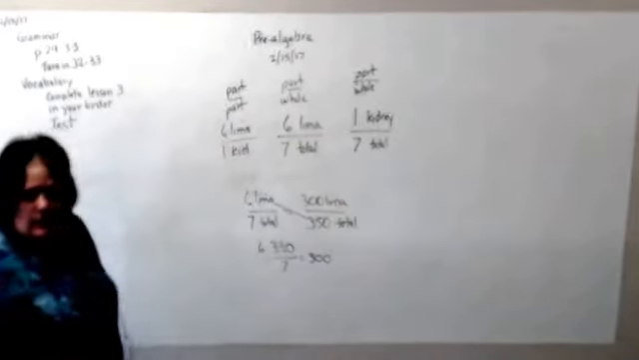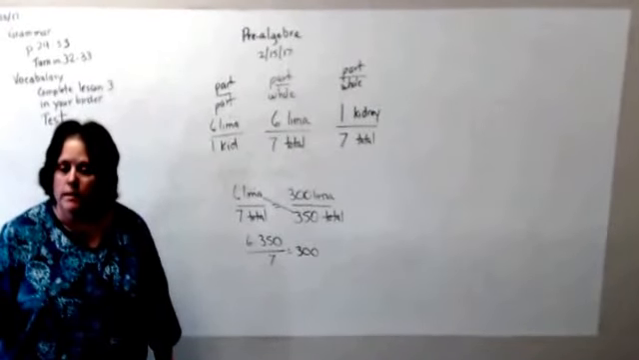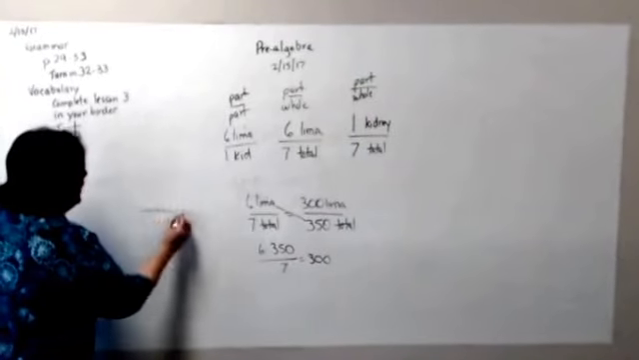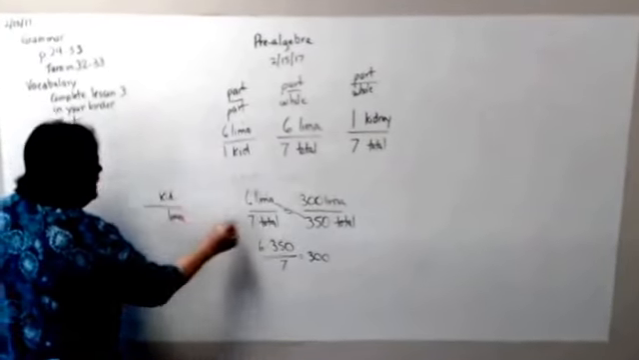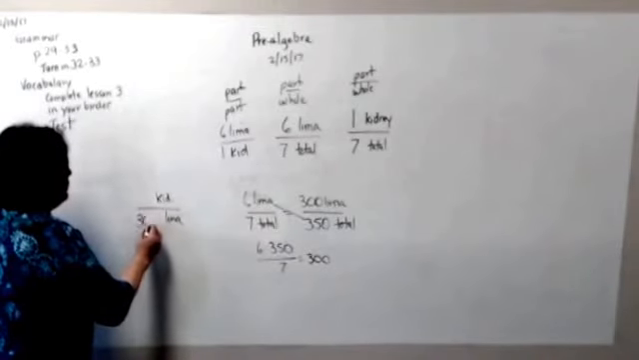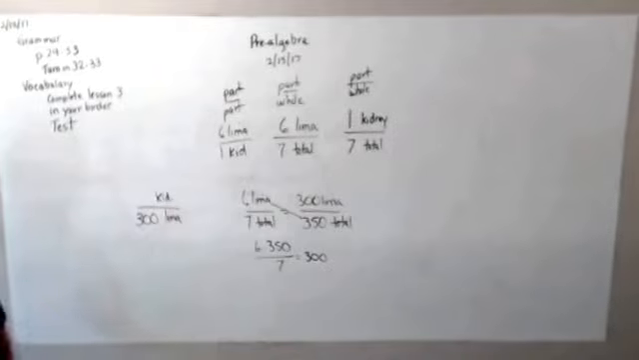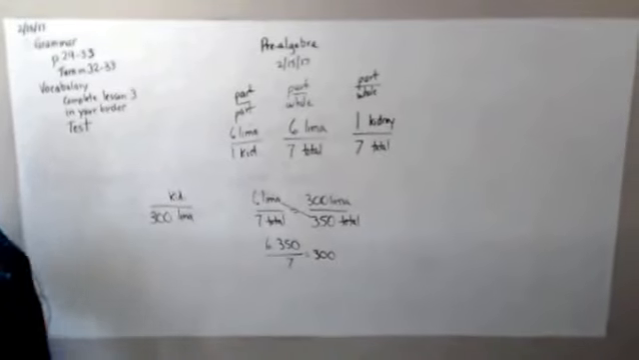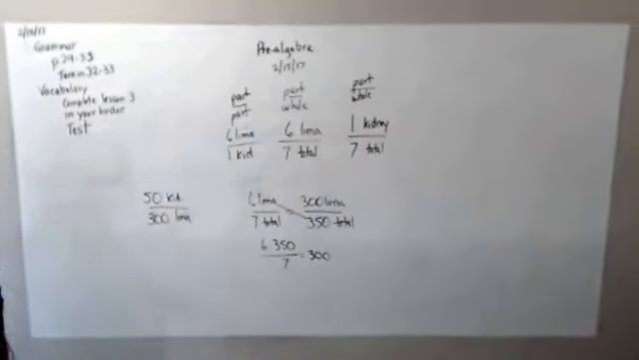Now what are they asking me? What is the ratio of what to what? Kidney beans to lima beans. I found out that if there are 350 total, there are 300 lima. So how many kidney beans would there be? 50, because it's a 350 total, and 300 plus 50 equals 350.